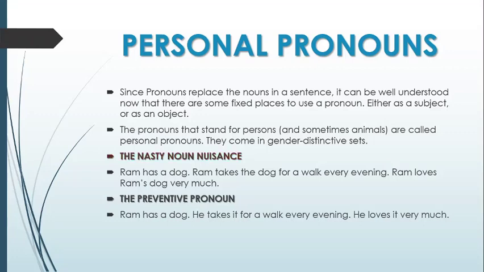Now, the nasty noun nuisance. Let's look at a sentence using only nouns. Ram has a dog. Ram takes the dog for a walk every evening. Ram loves Ram's dog very much. Sounds boring, very bad, terrible. Now let's prevent this boringness by using pronouns, the preventive pronoun. Ram has a dog. He takes it for a walk every evening. He loves it very much. You see, even the length has shortened and the sentence sounds much more neat and clean. So that is the role of a pronoun.